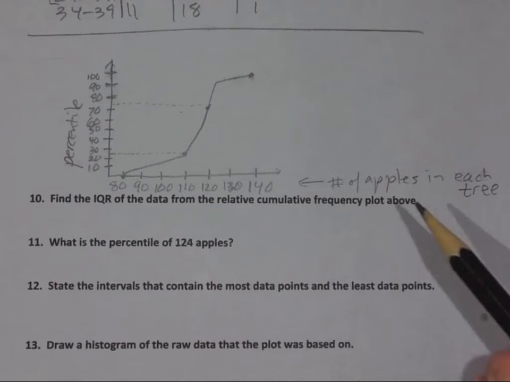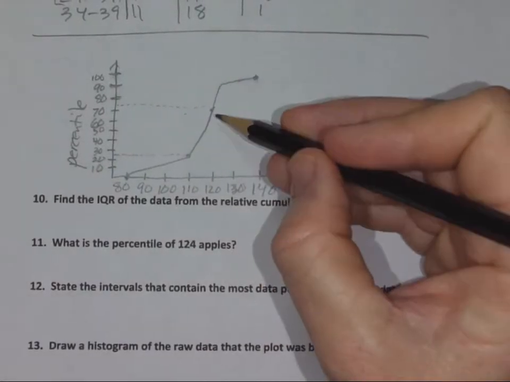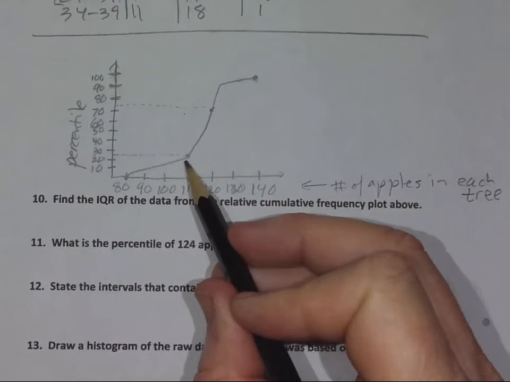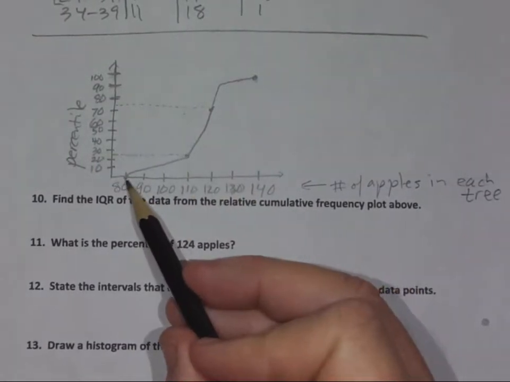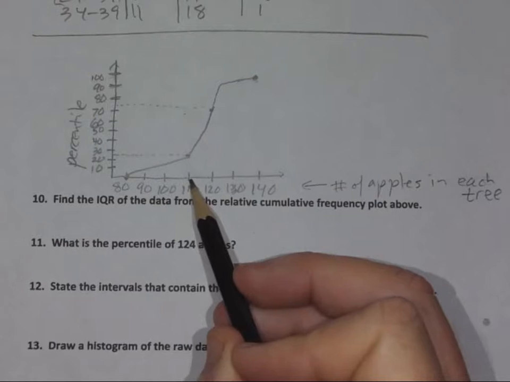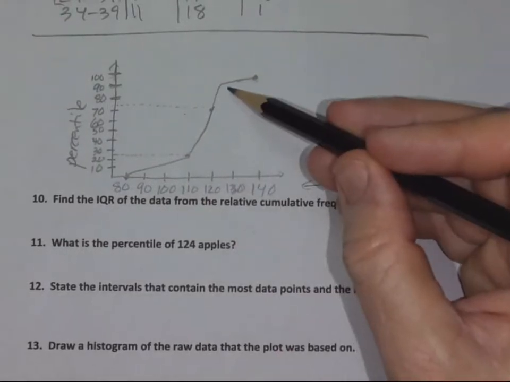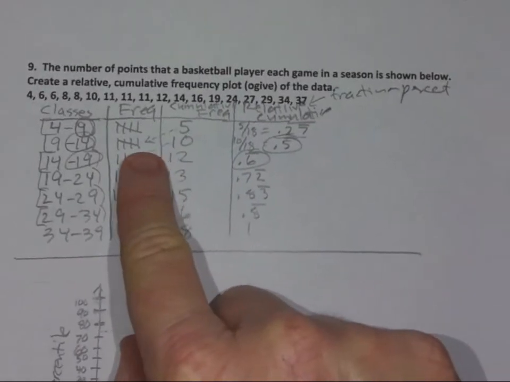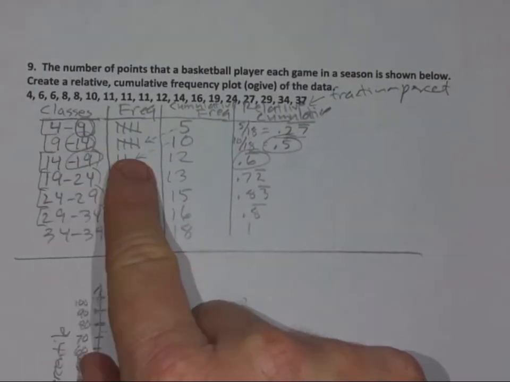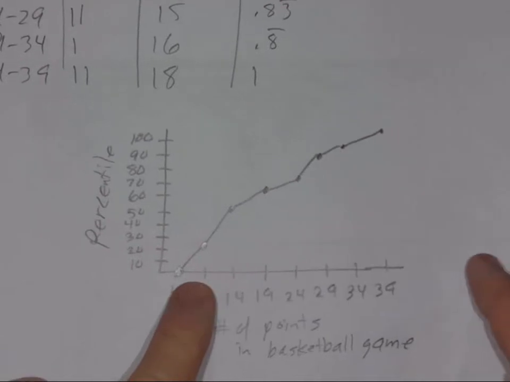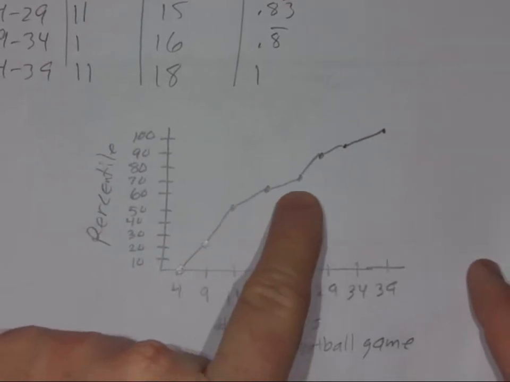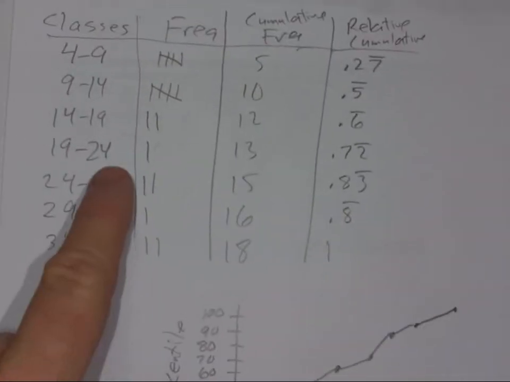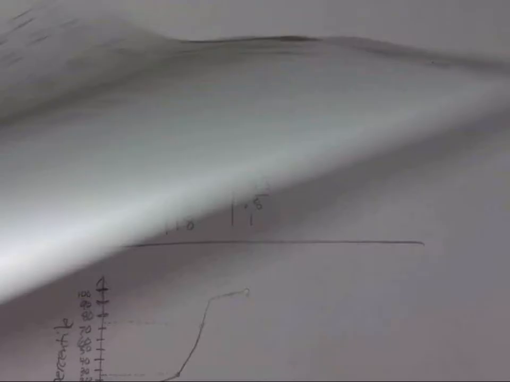The other thing is to be able to say what's the significance when it's shallow and when it's steep. Wherever it's shallow, it means there's not many data points there. So there's not many trees that had between 80 and 110 apples. But wherever it's steep, it means there's a lot of data points. Like in this problem up here, we had a lot of values between 4 and 9 and 9 and 14, and those were the steepest parts of our graph. Whenever it was flat, it means we didn't have that many data points. Like between 19 and 24, there was only one data point, so it was flat there.